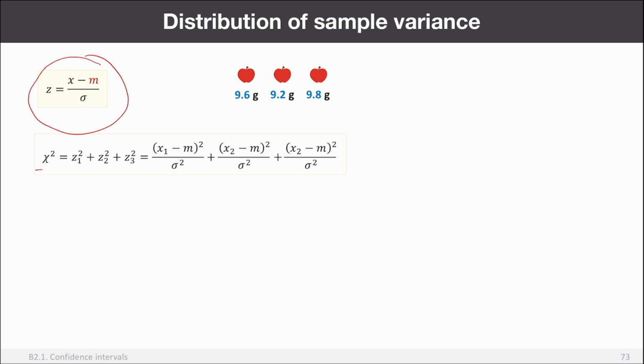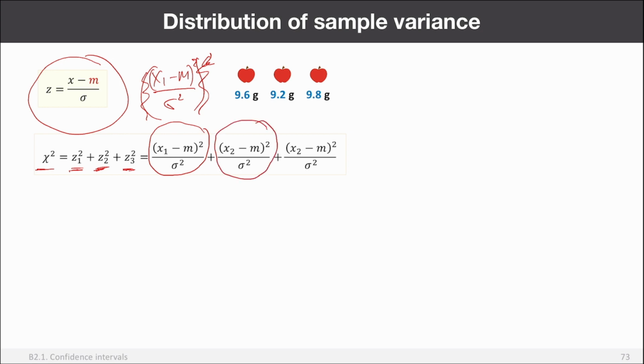So you can see the chi-square is a sum of squared z-scores. I have 3 values, so I have 3 z-scores. So this is the squared z-score for the first value. You can see it's x1 minus m divided by sigma, and then I square it, right? But I can replace it, just square the numerator, right? And the denominator will be the same. So this is the squared z-score for the second value. And this is, I should have x3 here, the squared z-score for the third value, right?